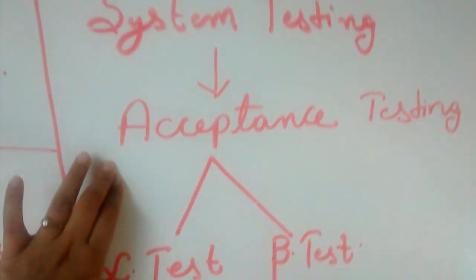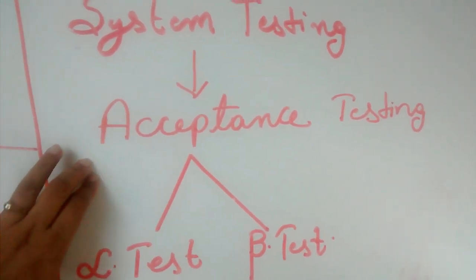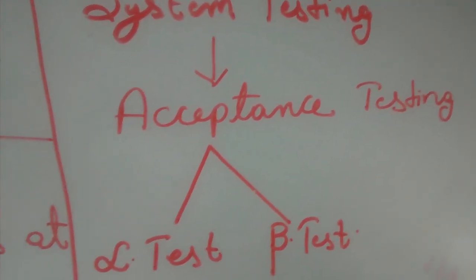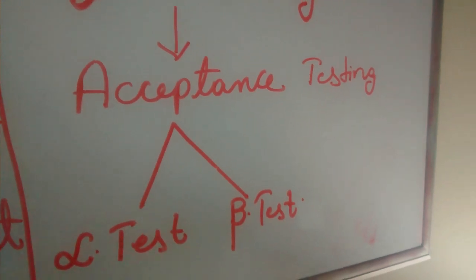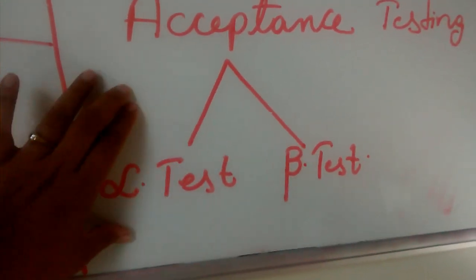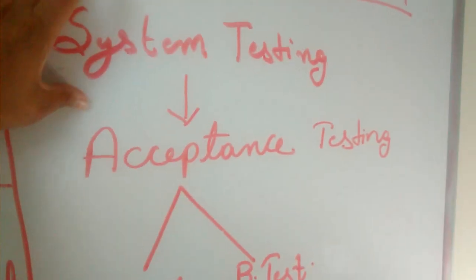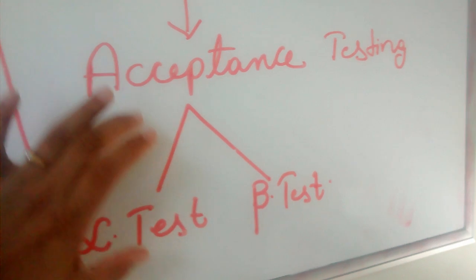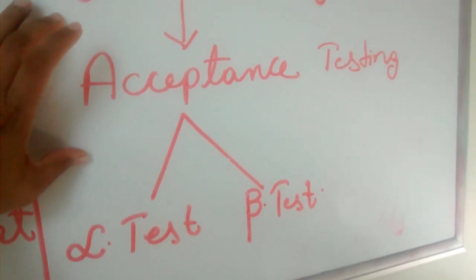In case of alpha test, we get a requirement from our client directly. In case of project based companies, we have different clients. Each client will give us requirements. We develop a software and our responsibility is to deliver that software to our client. So alpha test is nothing but, after our system testing is done, we call our client to our company.